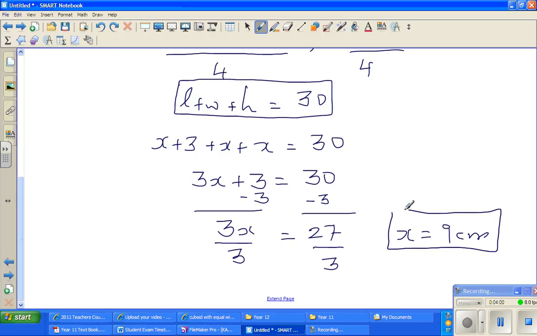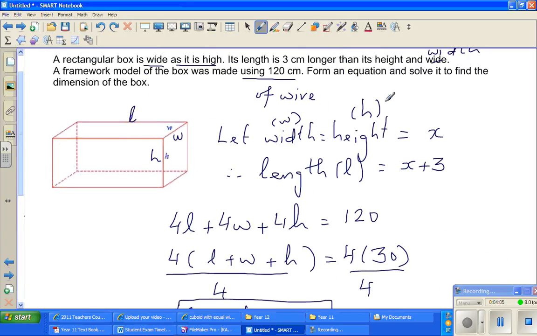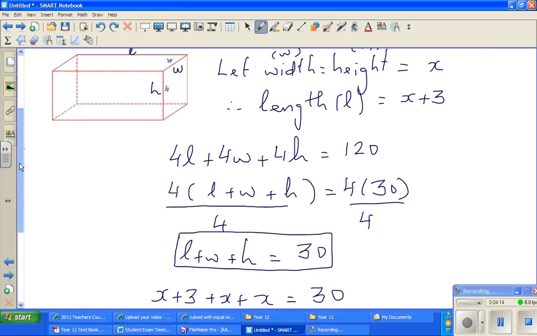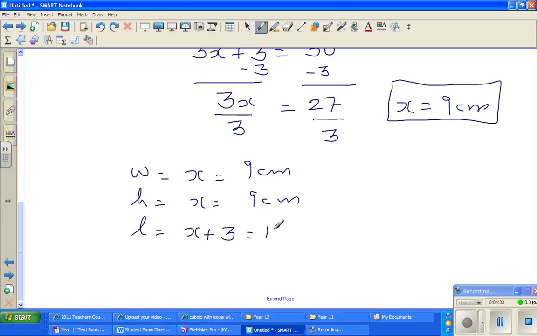Now, what have we let X as? Let us go back. We have let the width and the height as X, and the length is X plus 3. The question is, we have formed the equation, and you have to find the dimensions of the box. So your width is X, which is 9 centimeters. Your height is also X, which is 9 centimeters, and your length is X plus 3, which is 12 centimeters.